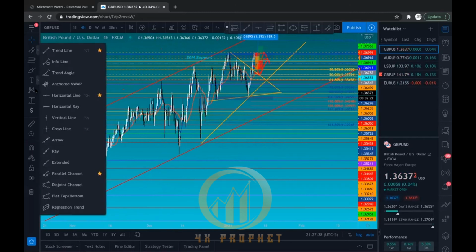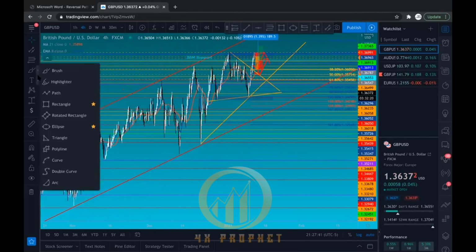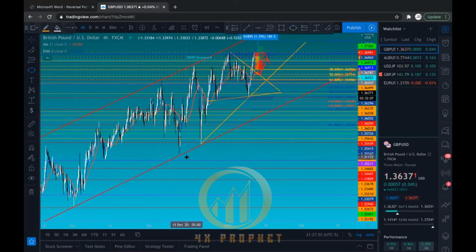Sorry, you want to go to shapes. Once you go to shapes, you come down to ellipse. You basically just start with whatever you use the most. So if you're using the ellipse a lot, it's going to show up over here. So you click it. What you want to do is just point out higher lows, higher highs, or where the market probably did a reversal, right?